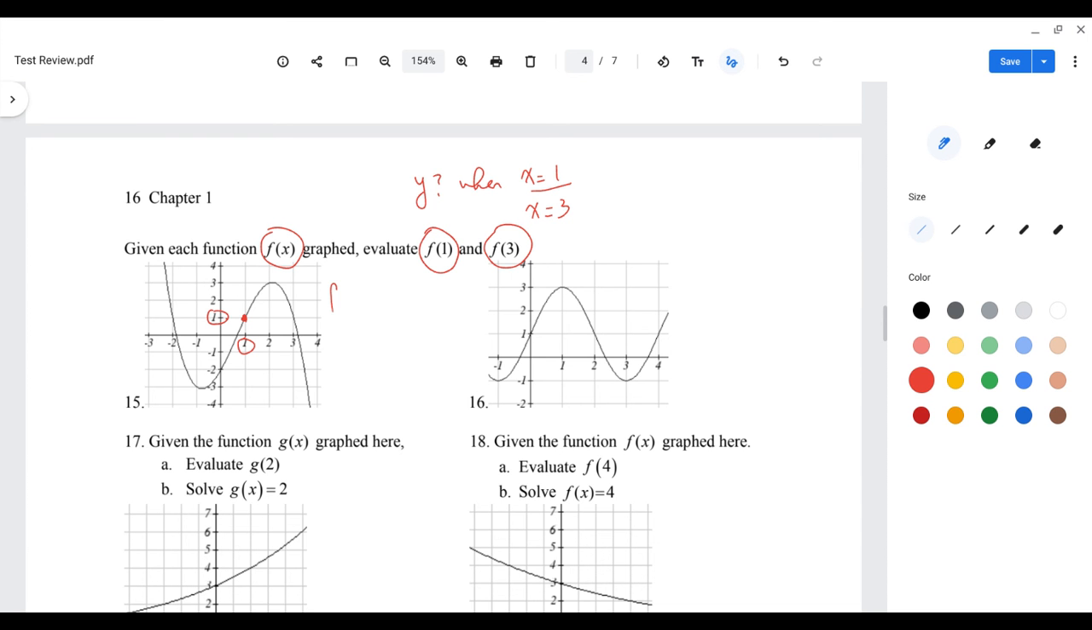So f(1) is 1 for 15. And then for the function when x is 3. So 3 is right here. So if you go to 3 on the function, it's this dot. This dot, if you look at the y, is still 1, right? So f(3) is still 1. Work on number 16.